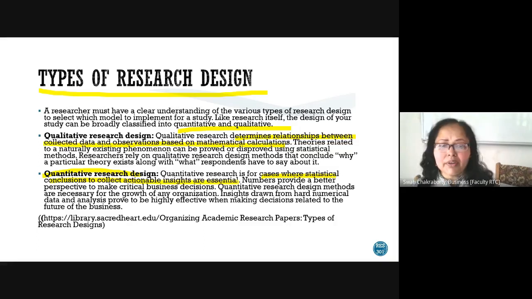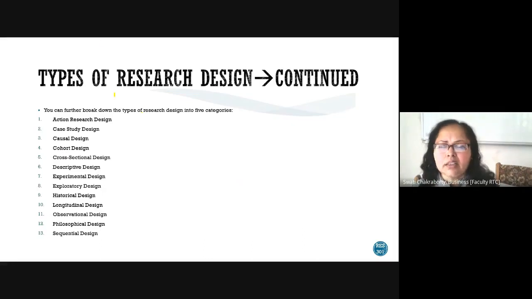Okay, so numbers, what happens? They provide a better perspective, better to make any critical business decisions. And this is necessary for the growth of any organization. When you have these numbers, what happens? It helps in doing a numerical analysis, which would be much more effective while making any business decisions. So if you break down the types of research designs, these are the different types of research designs that we have. We'll go more into details.